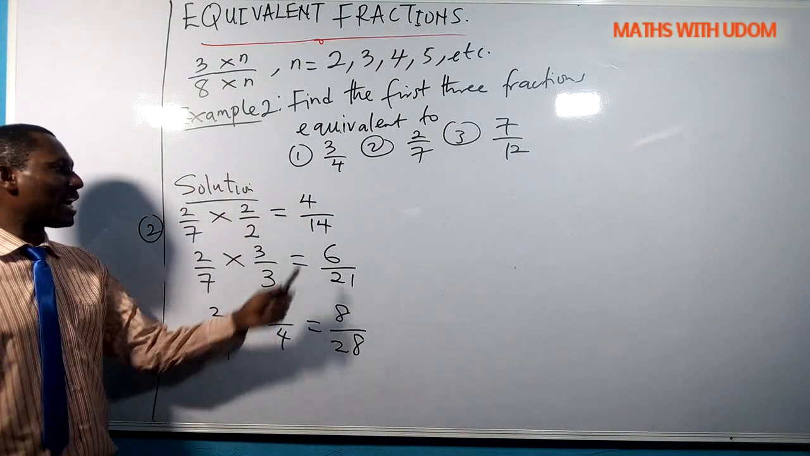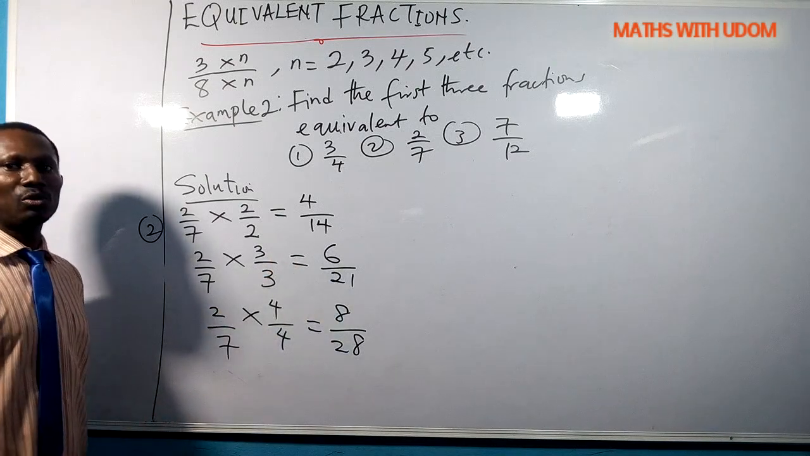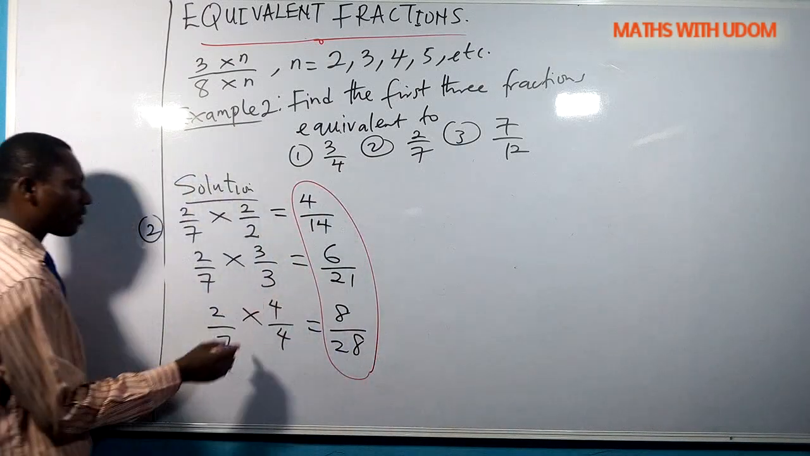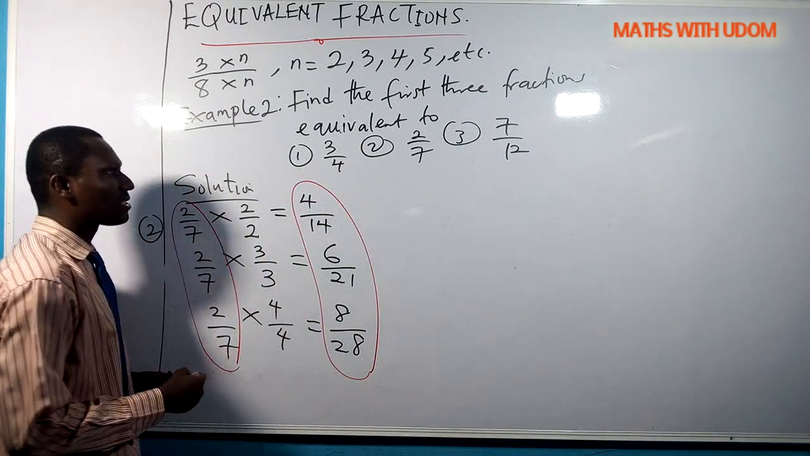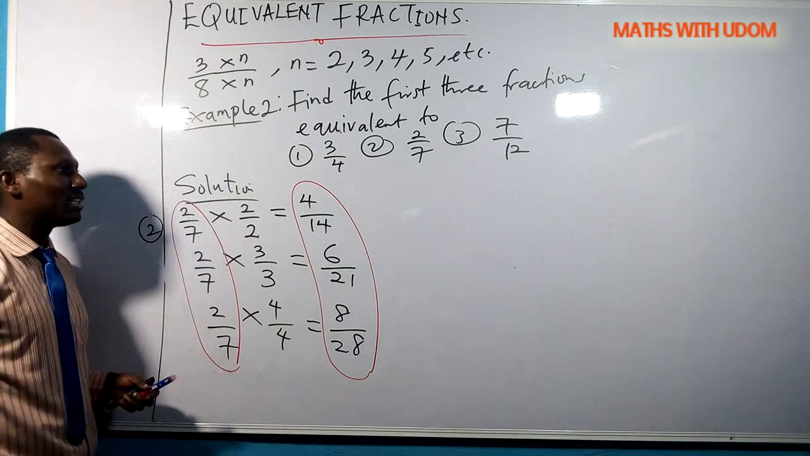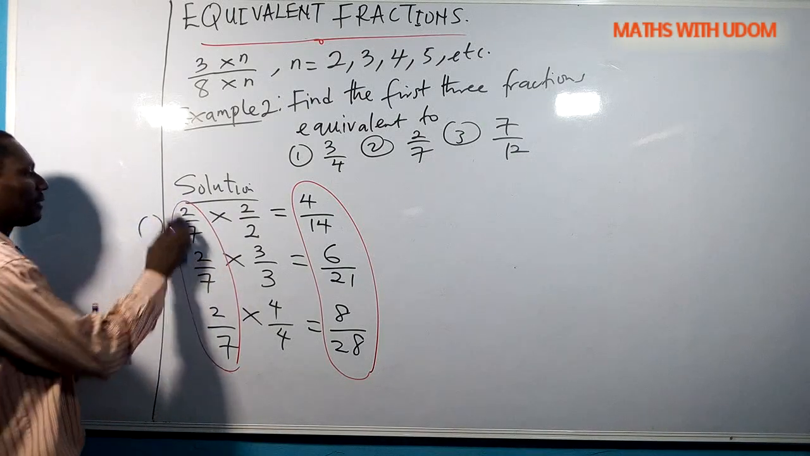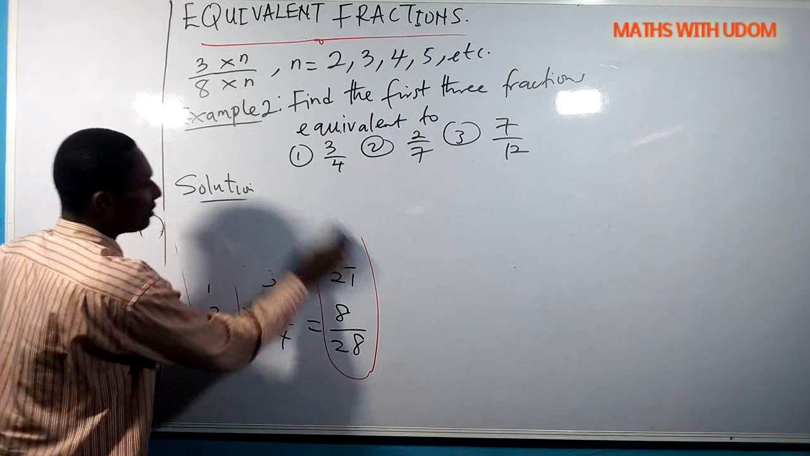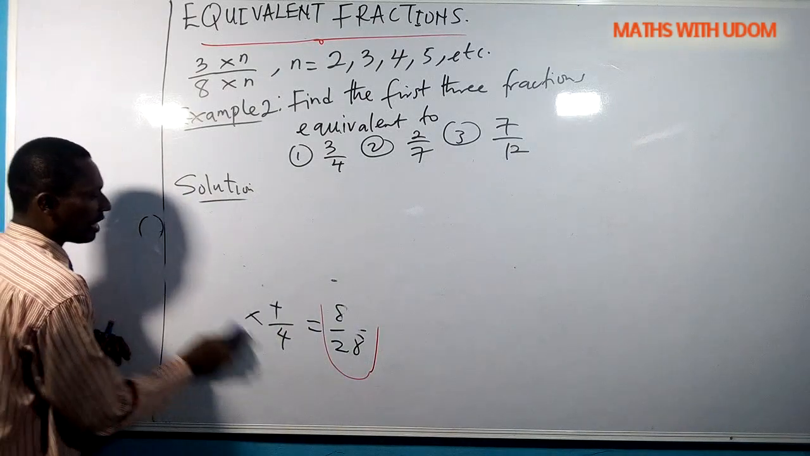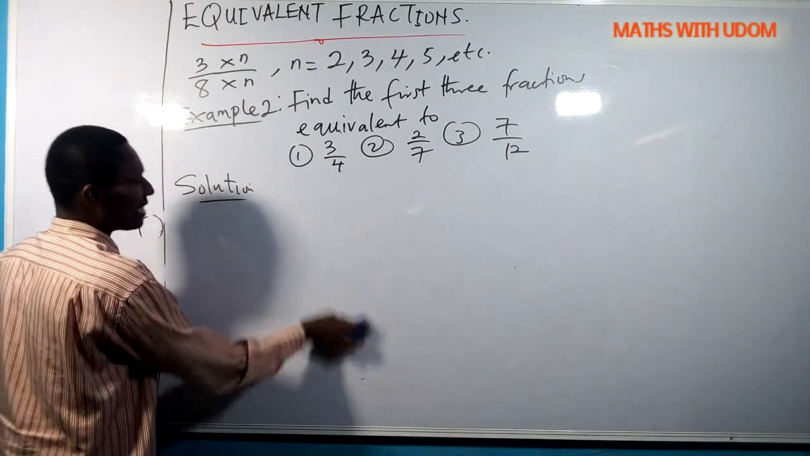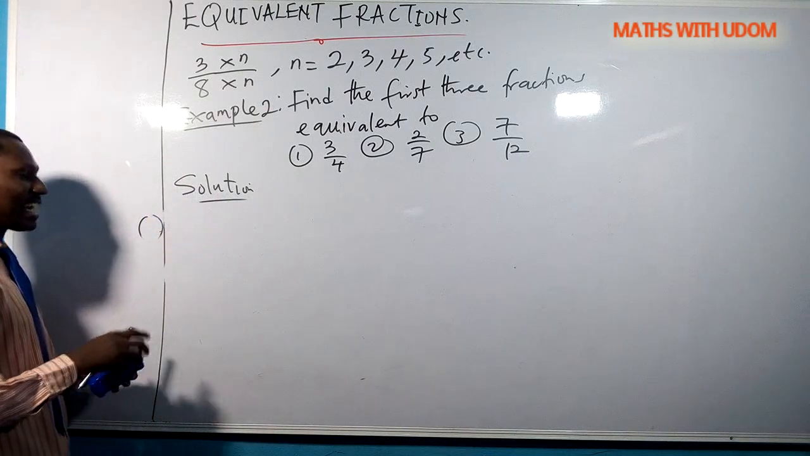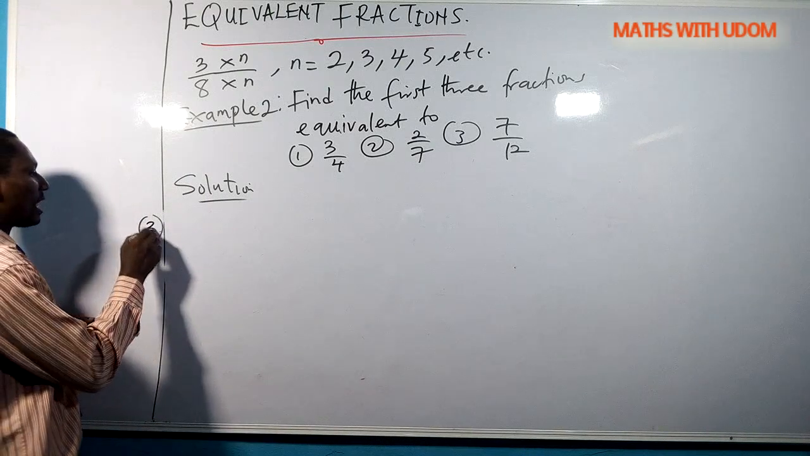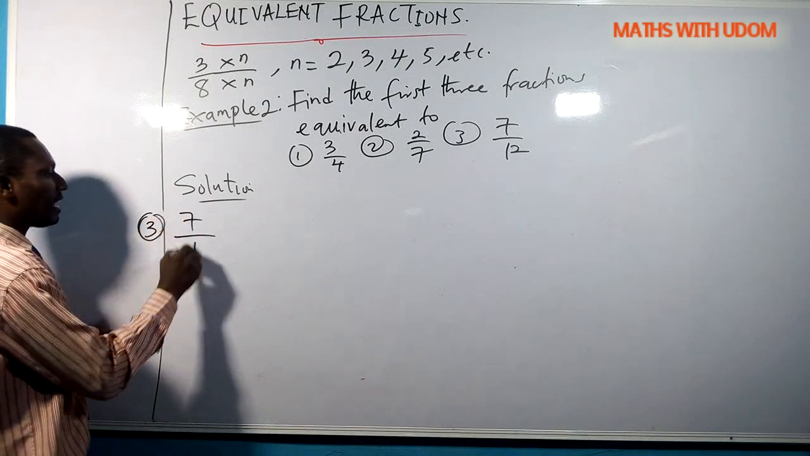All the fractions on the right hand side, they are all equal to all the fractions on the left hand side. Okay? And let's move quickly to the third one, number 3. As you can see, all the fractions we have on left hand side, they are equal to the right hand side, and that made them to be what? Equivalent.